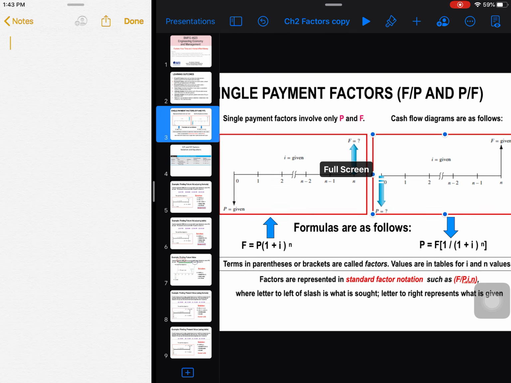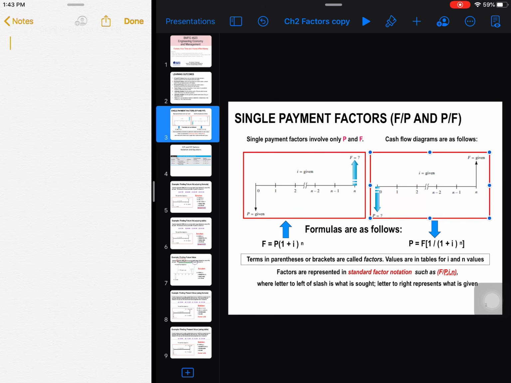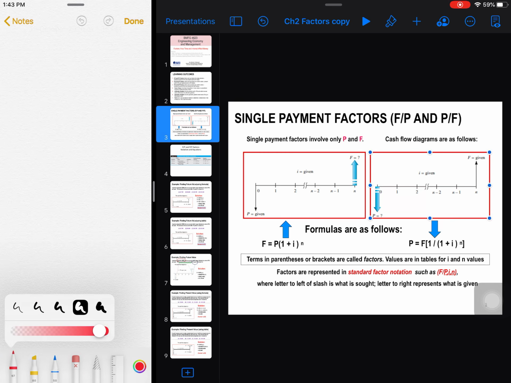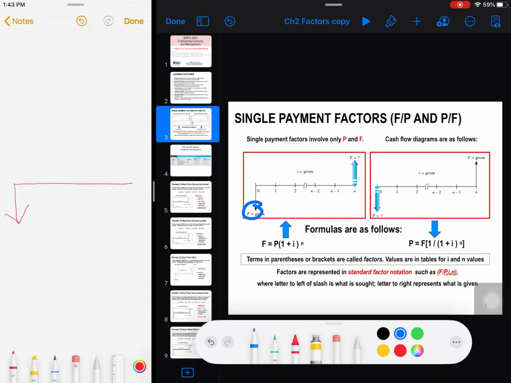In this slide, we see a cash flow diagram. What is a cash flow diagram? It looks like this. It's a straight line, with an arrow going downwards and one arrow going upwards. The one going downwards we call P, and the one pointing upwards we call F.